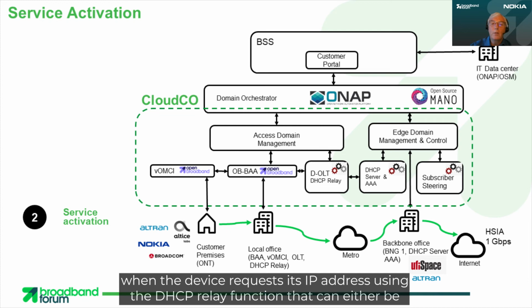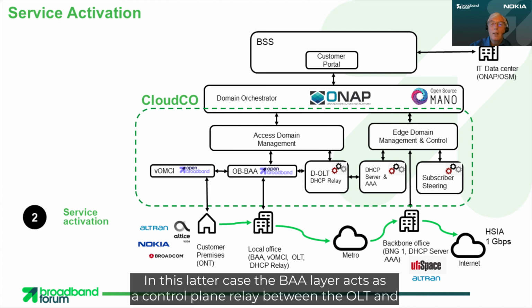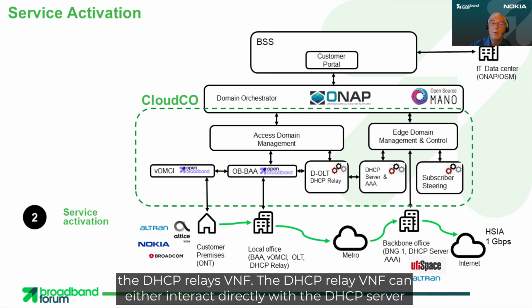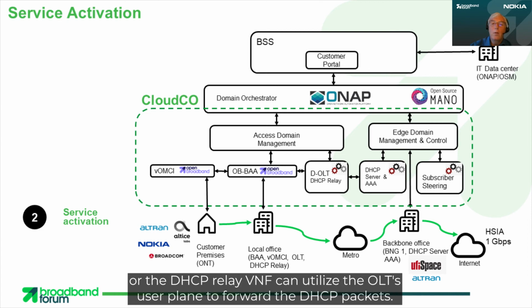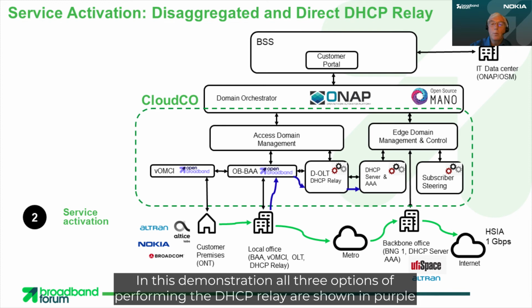the DHCP relay function, that can either be hosted in the OLT or can be disaggregated into the service provider's cloud network. In this latter case, the BAA layer acts as a control plane relay between the OLT and the DHCP relay VNF. The DHCP relay VNF can either interact directly with the DHCP server, or the DHCP relay VNF can utilize the OLT's user plane to forward the DHCP packets. In this demonstration, all three options of performing the DHCP relay are shown in purple.